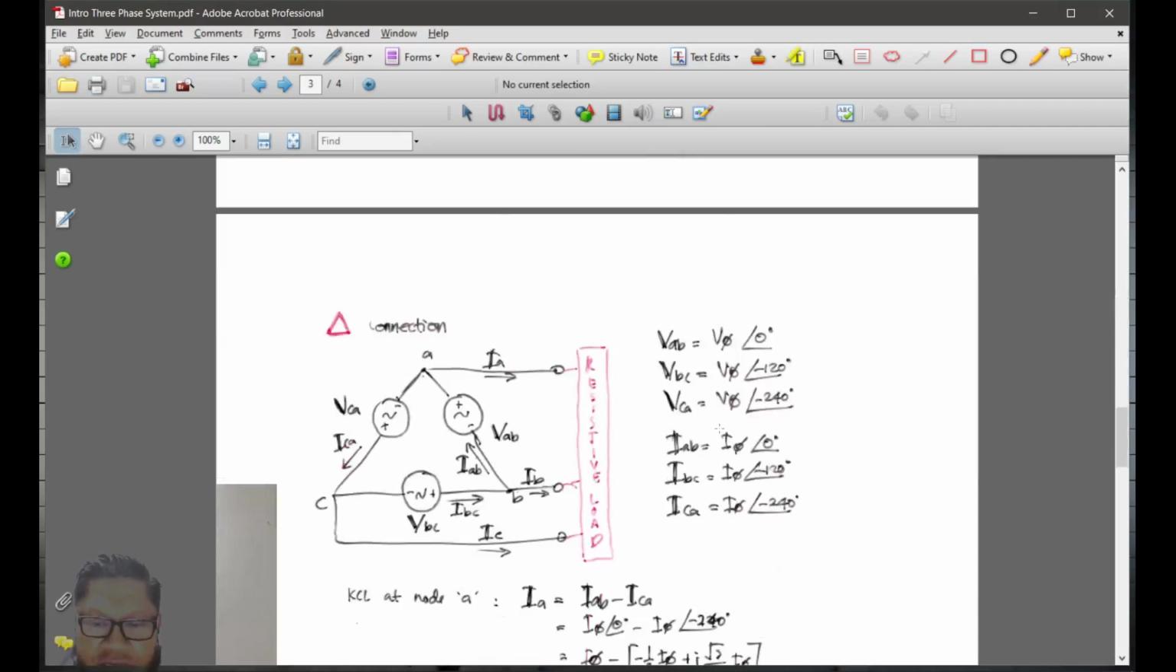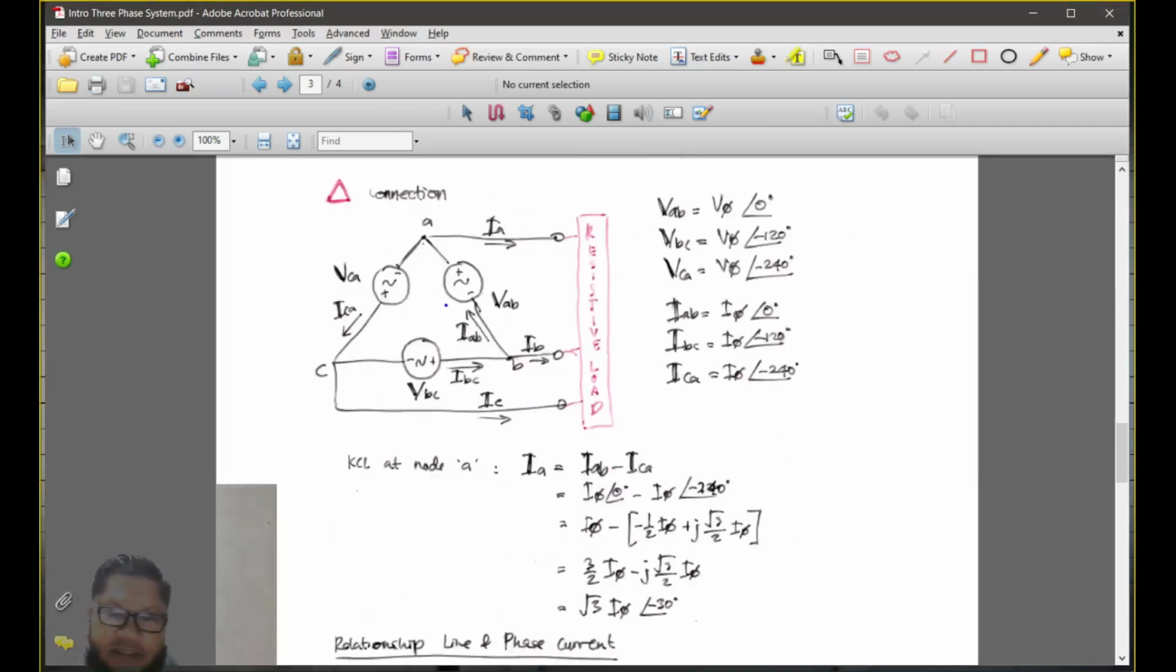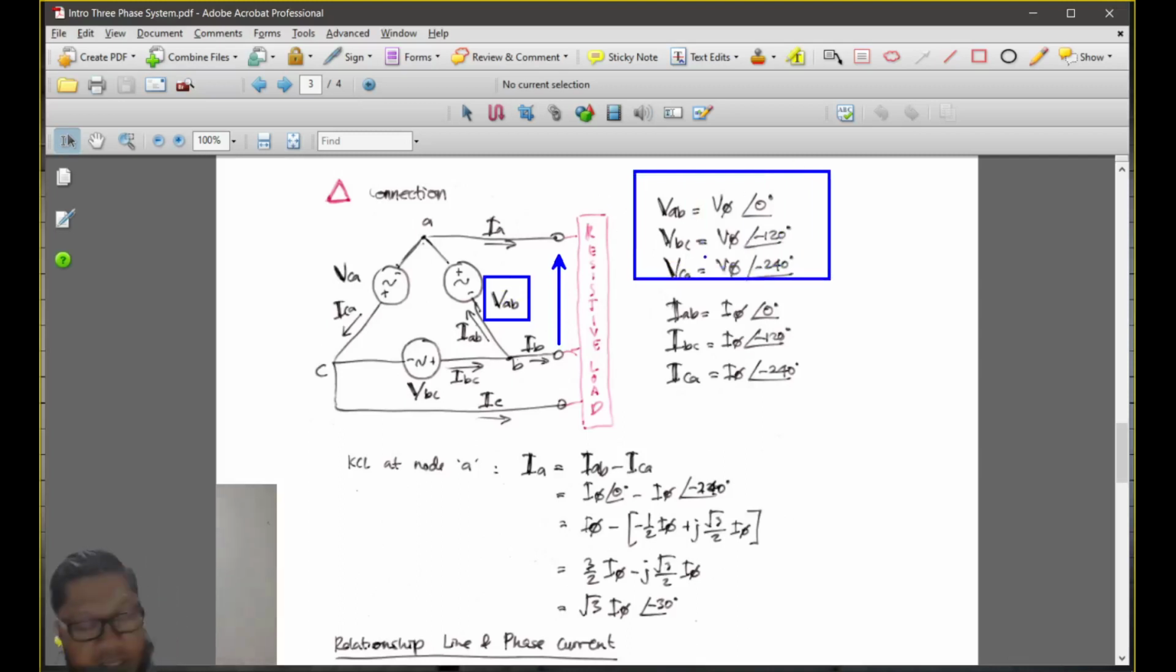This is a delta connected system. For delta connected system, it's very obvious now. V line to line will always equal phase voltage, which is opposite to the Y connection. Now the current differs. I mean IAB we define. You need to mark properly the direction of the flow of the current.